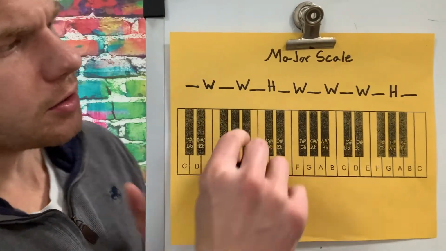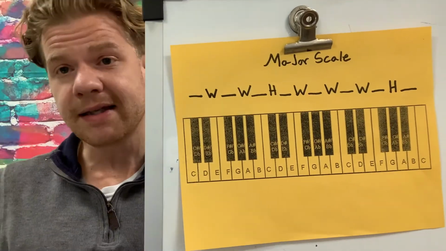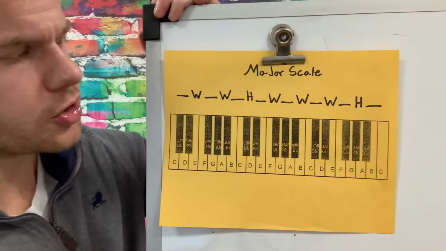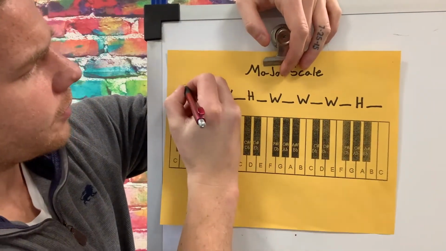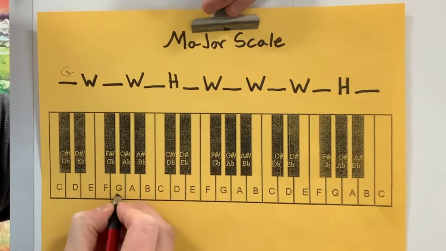All right, everyone, let's head back to our major scale and let's use our equation here to figure out a scale. Today we are going to start with G major. So G is simply the first note that we will put here, G. And I'm going to mark this for you, G.